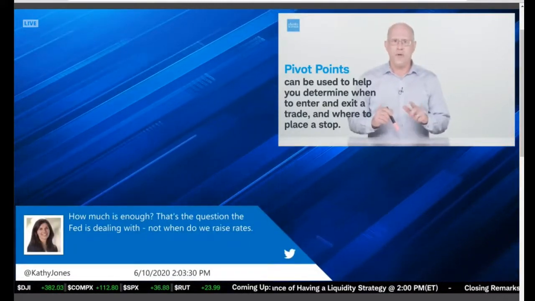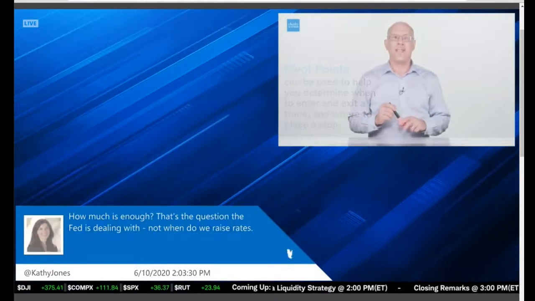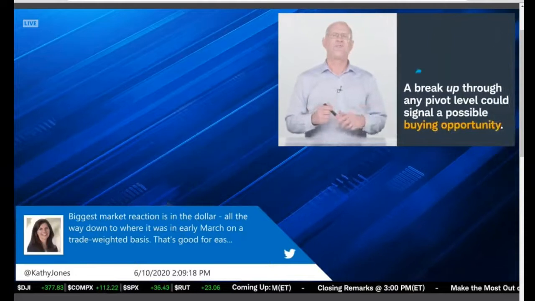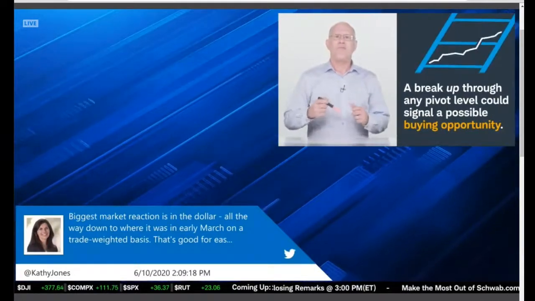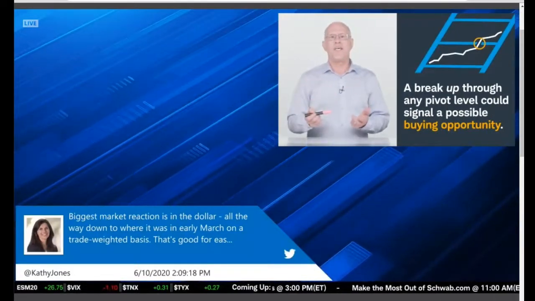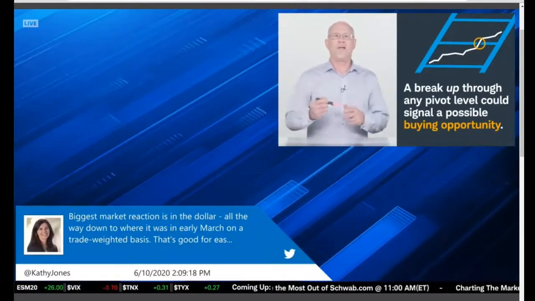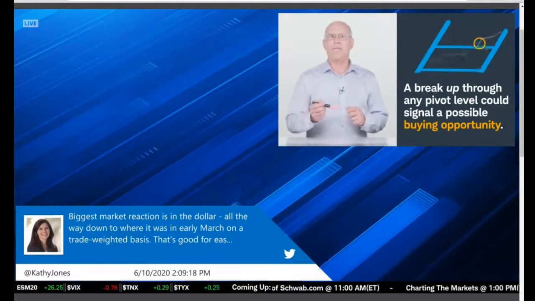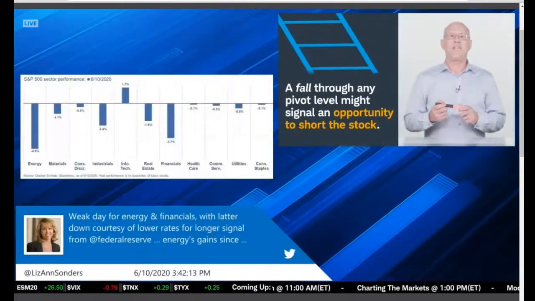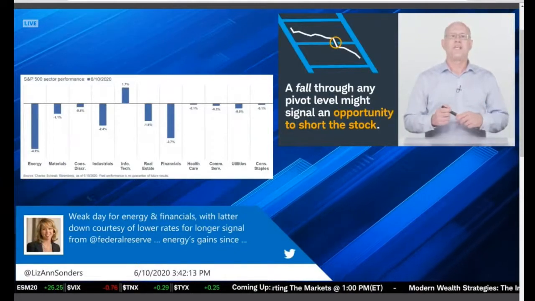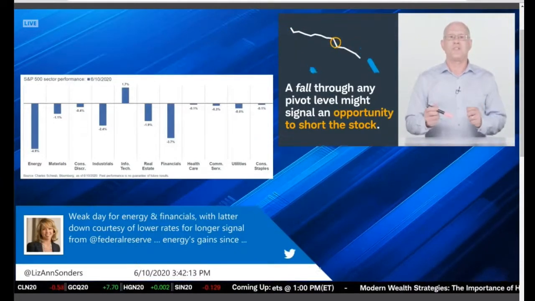This data is important because all pivot levels can act as intraday support or resistance. Think about them like rungs on a ladder. A break up through any pivot level is a bullish indication and suggests there may be further upward movement to the next rung, and this signals a possible buying opportunity. On the other hand, if the stock falls through any of the pivot levels, it is a bearish indication and suggests an opportunity to short the stock.